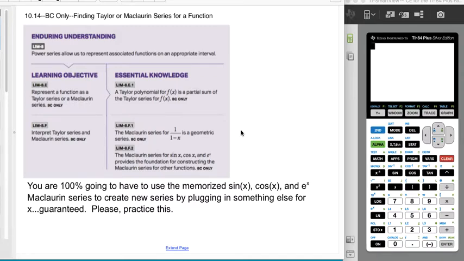So you are on your AP exam 100,000,000% going to have to use the memorized sine, cosine, and e to the x Maclaurin series to create new series by plugging in different values for x. Please, please, please practice this.